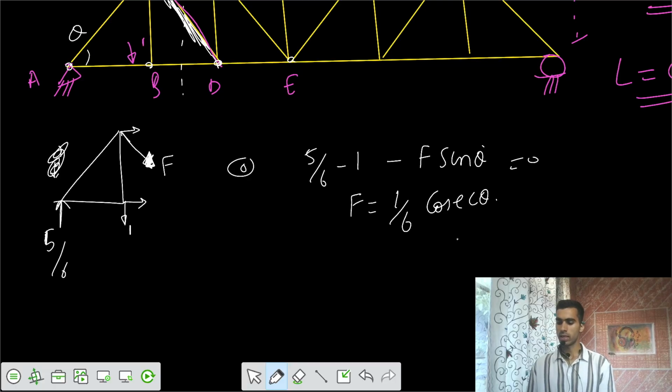1/6 of cosecant theta. And finally, I had to solve that. You have that value of cosecant theta as √2. So √2/6 is that √2/6. √2 divided by 6.